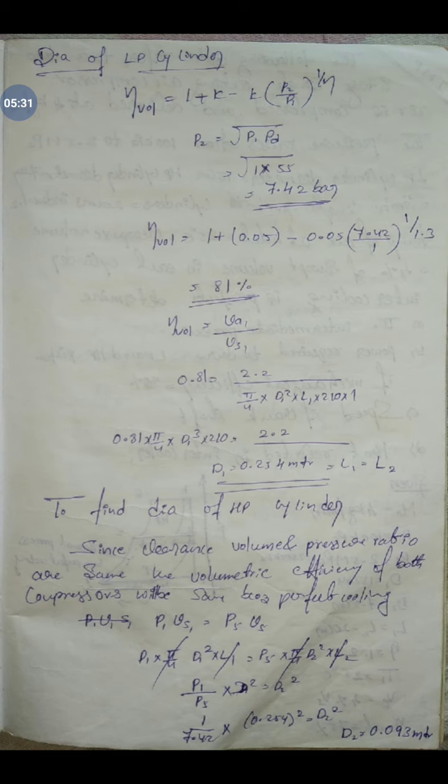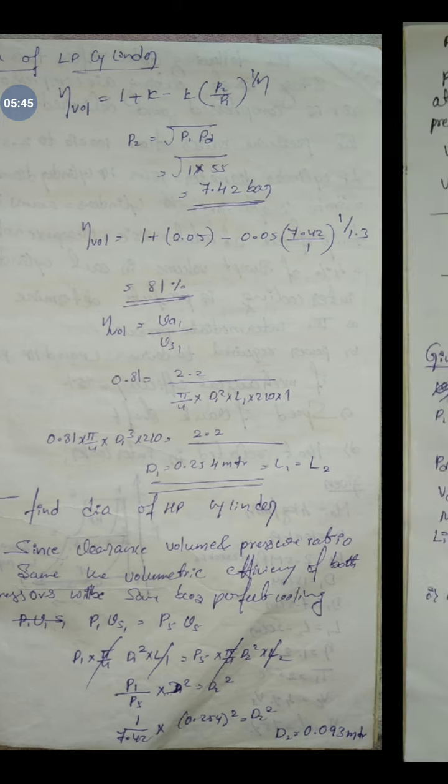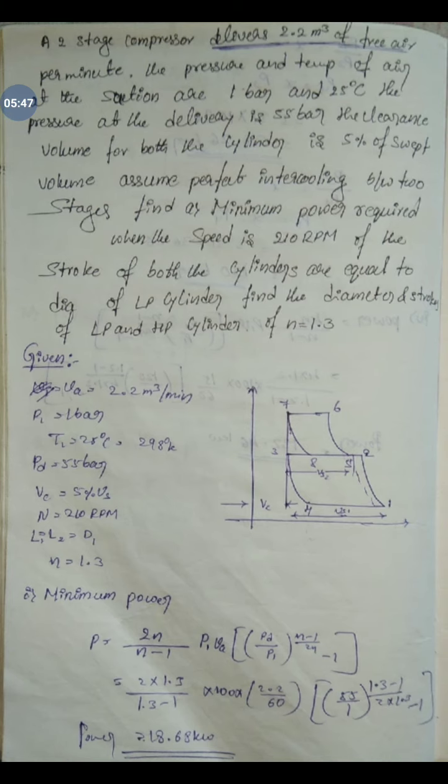volumetric efficiency. In order to find it, we need the intermediate pressure of each cylinder, and only then can we calculate the volumetric efficiency. To find the intermediate pressure P2, if you look into the previous diagram, for perfect intercooling it is nothing but the square root of the suction pressure times the delivery pressure.